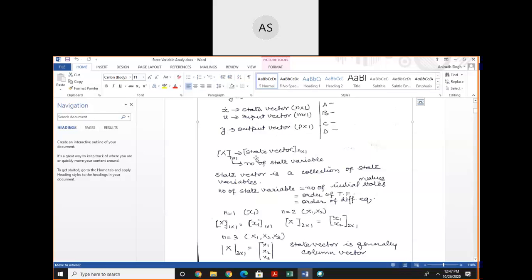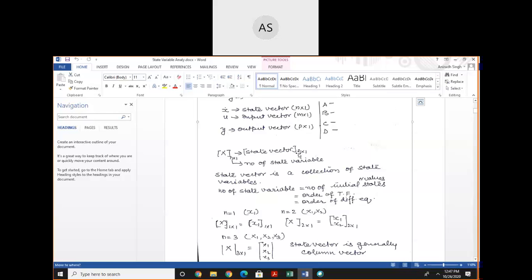Then number of state variables. Number of state variables is equal to number of initial states. States are initial values. So number of state variables, number of initial values, or number of initial states, or order of transfer function, or order of differential equation.